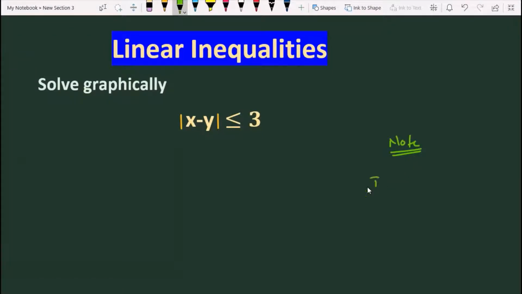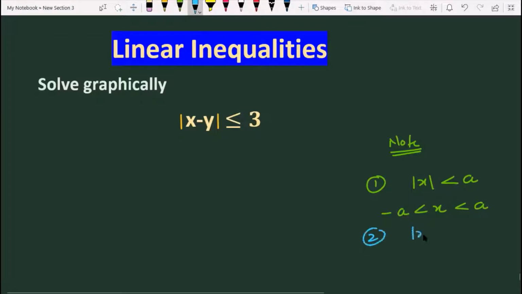We know that if modulus of x is less than a, it means x is greater than or equal to minus a and less than a. And if modulus of x is greater than a, then x must be greater than a or less than minus a. It is the concept of modulus inequality. We have to use this in this question.